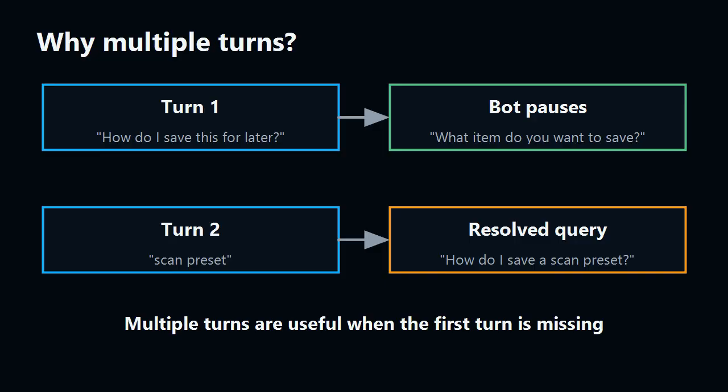Sometimes one turn is not enough because the user message is underspecified. If someone asks, "How do I save this for later?" the bot should not guess what this means. It should ask a clarification, save the pending question, and wait for the next user turn.